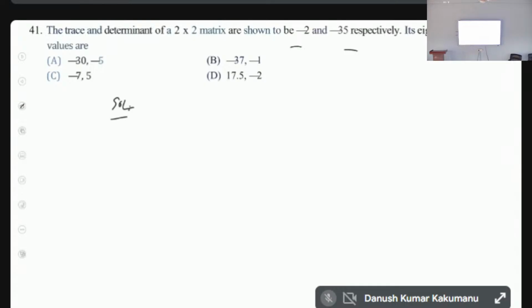Tell me the answer. Trace -2, determinant -35. Which answer is correct here? C option, 5 seconds, answer quickly. C option is the correct answer. Very good. Most of you responded -7, 5. -7 plus 5 is -2, and -7 times 5 is -35. C option is the correct answer. Very good.